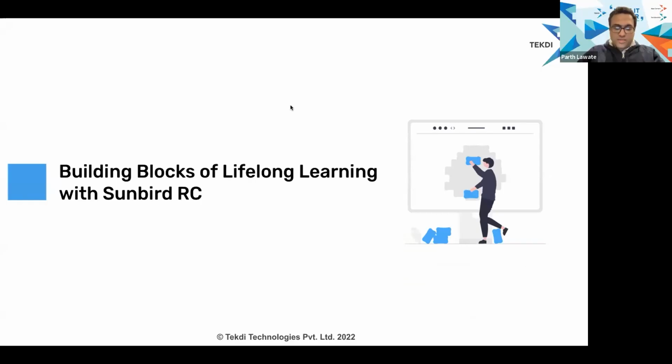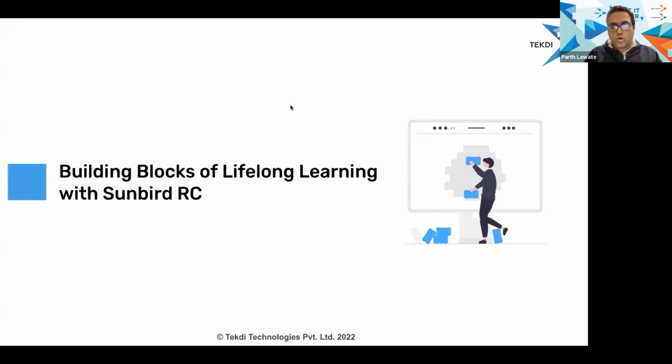So thank you so much, Suren. Thanks for the introduction, and it's been a pleasure to be associated with this open source project. And just to give a little more context, as far as Sunbird goes, I think I wear various hats. With Sunbird RC, I am part of the community, so I wear a community hat.